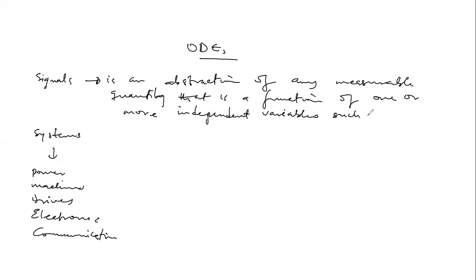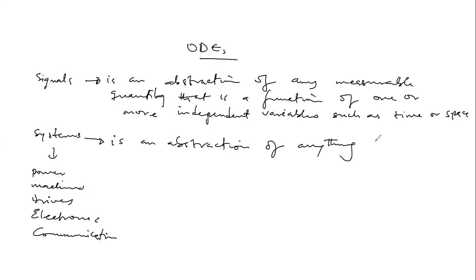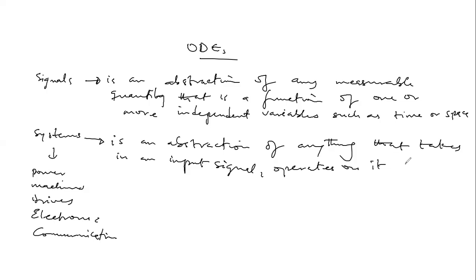And such variables could be either time or space. A system is also an abstraction, okay? And in describing the system being an abstraction, we say it takes input and produces output. So the system is an abstraction of anything that takes in an input signal, operates on it, and then produces an output signal.